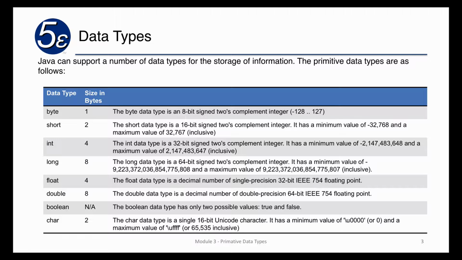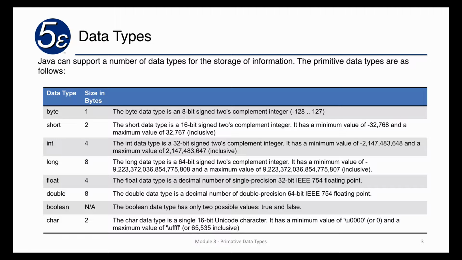You'll see there's a byte data type, which is an 8-bit signed 2's complement integer. A short, which is a 16-bit integer. An int, the regular standard int, which is a 32-bit signed integer, as well as long, supporting long integer operations. Float, which is a decimal number using the 32-bit IEEE 754 floating point standard, as well as double, the 64-bit version of that.